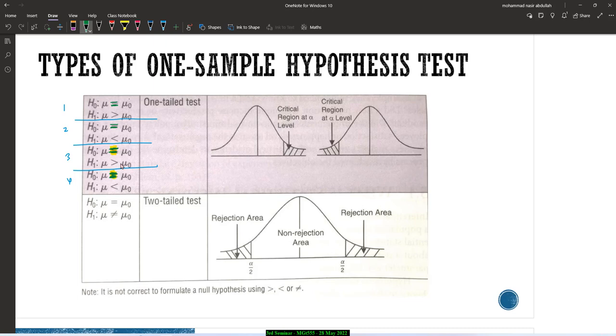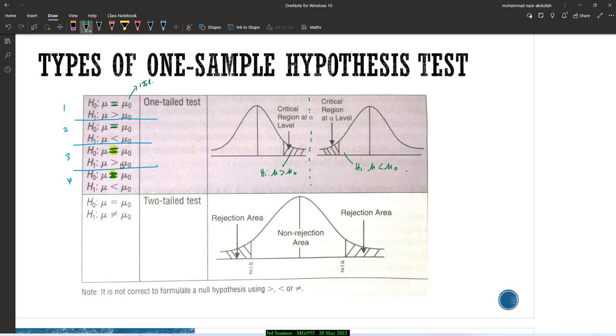So mu naught ni adalah number lah. Tadi kita kata 1.5 liter. Right? So kalau dia more than, less than, kalau dia more than, sepatutnya dia lebih besar lah. So this one example of alternative hypothesis, mu more than mu naught. In this example, alternative hypothesis mu is less than mu naught. Right? So this is a difference.